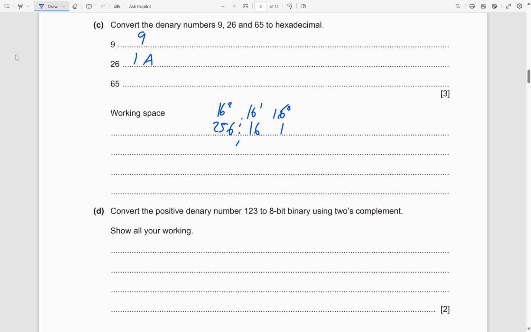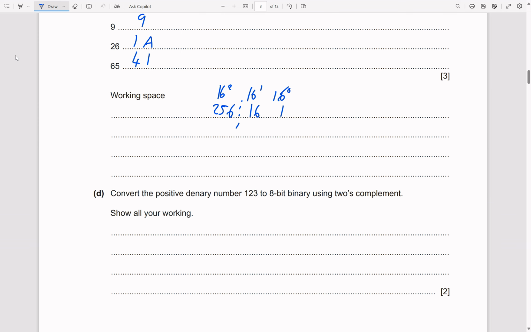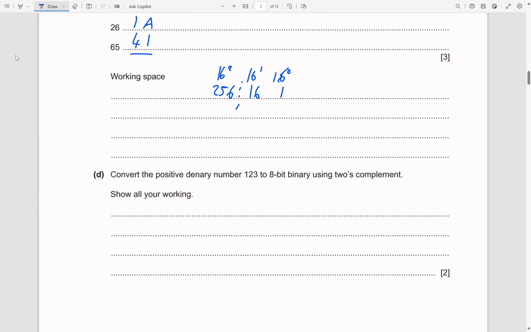For the last one, 64 is going to be 4 sixteens, and then there's just going to be 1. Just like this. And 65, if you know, is also capital A in ASCII. So in hexadecimal, this is the ASCII code for capital A.